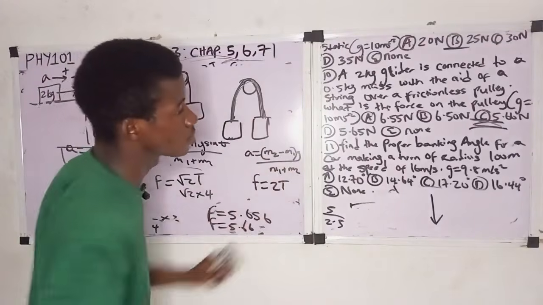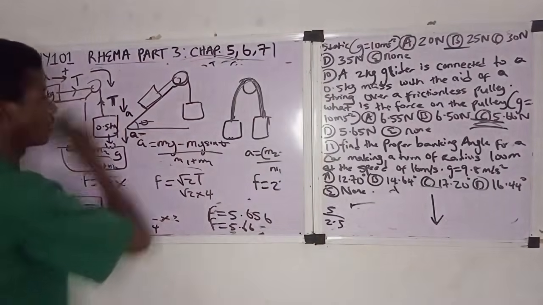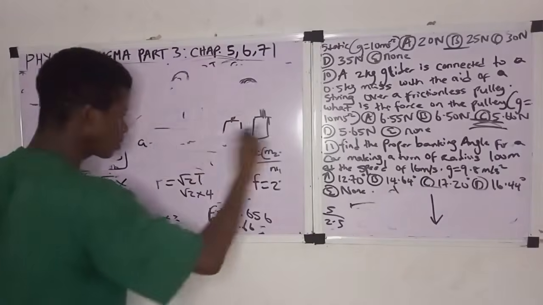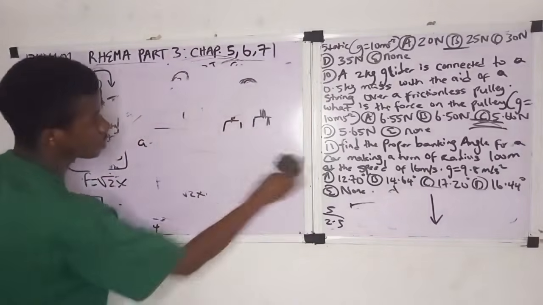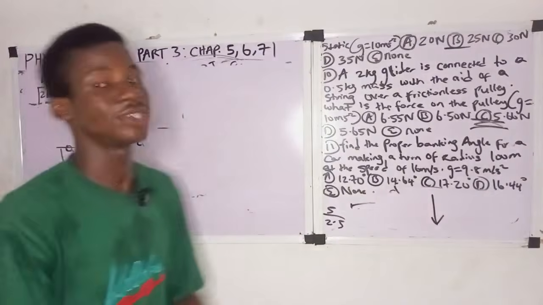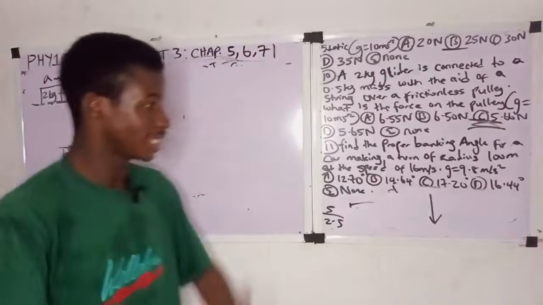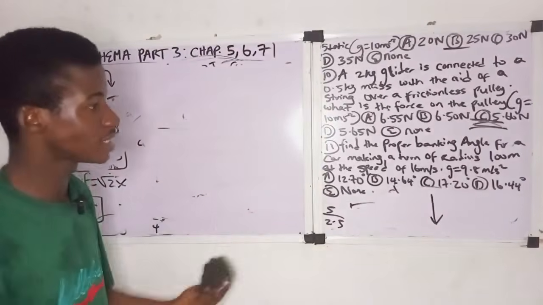Now let's do question 11. Please take note of all this. All right, it's very important. Now let's do the next question. Question 11. They said find the proper banking angle. This is under circular motion. Let me spell out important things for you guys, important things to know.